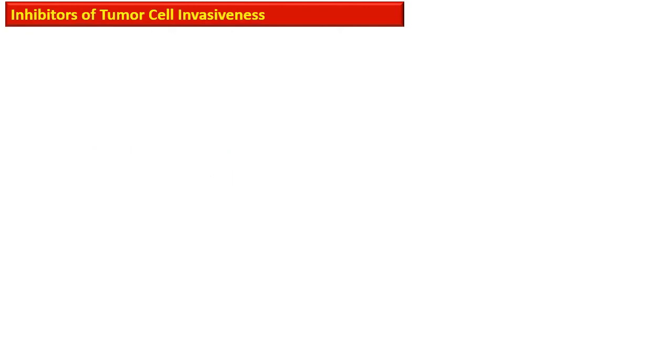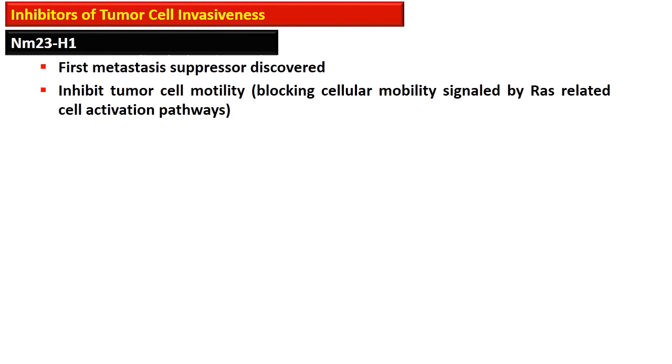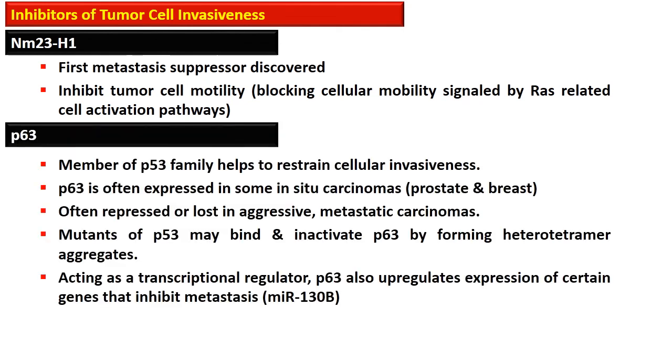The first metastasis suppressor recognized is NM23H1. It inhibits tumor cell motility by blocking cellular mobility signals by a ROS-related cell activation pathway. Another member of this tumor suppressor group is P63. It is a member of the P53 family and helps to restrain cellular invasiveness.